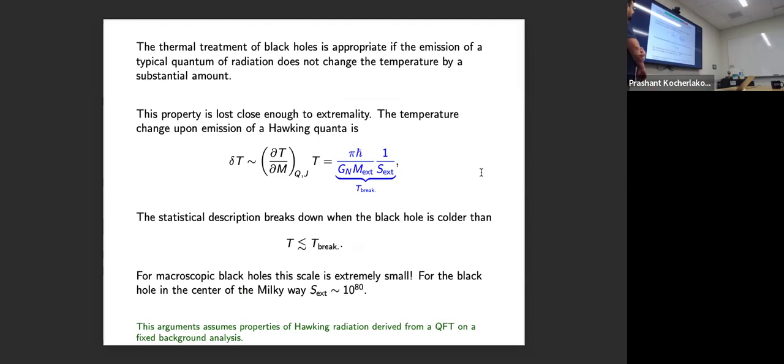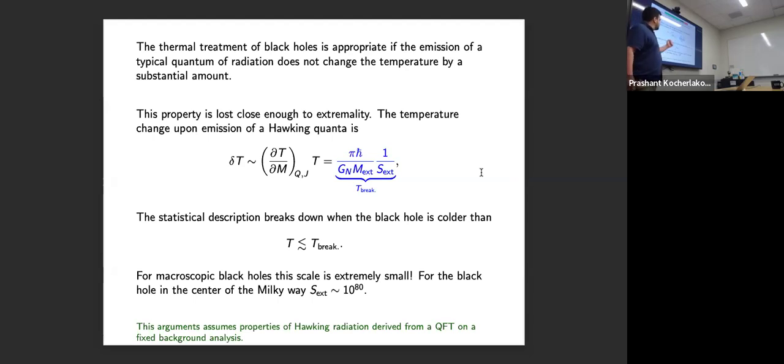And what these authors realized was that this property fails close enough to extremality. So the temperature change upon the emission of the Hawking quanta can be computed in this way. So it's the derivative of the temperature with respect to the mass times the change in the mass of the black hole, which is the energy of the Hawking quanta, which is expected to be of order of the temperature itself.